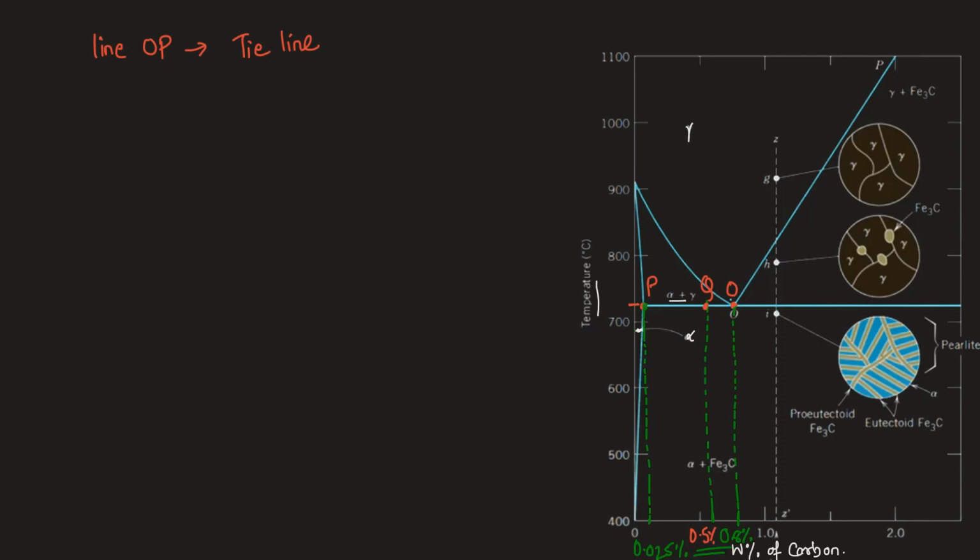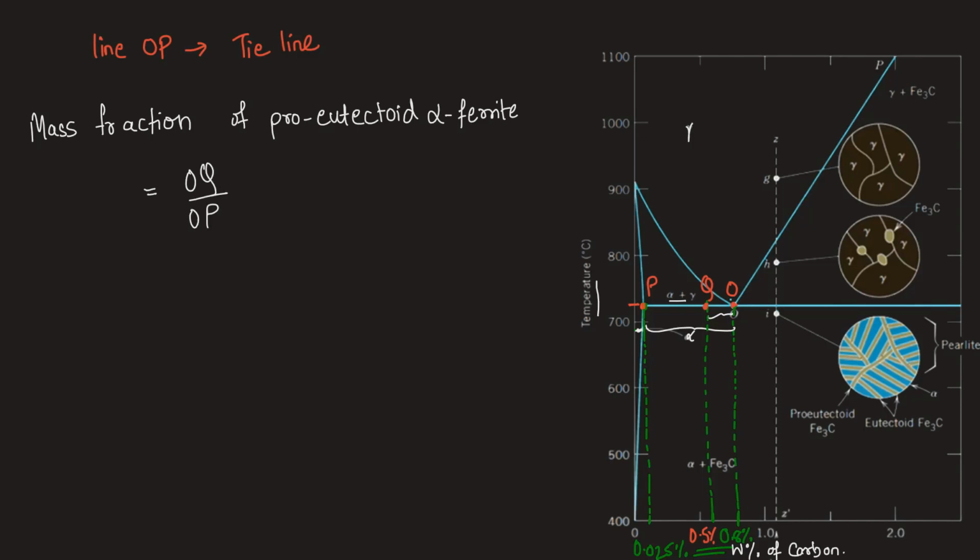Now to find out the mass fraction of pro-eutectoid alpha ferrite phase in the given steel, we'll apply the lever rule here. So mass fraction of pro-eutectoid alpha ferrite is nothing but this length OQ upon the length OP. To find OQ, we find the difference between 0.8 and 0.5. So 0.8 minus 0.5 upon, to find OP, we'll find the difference between 0.8 and 0.025. So 0.8 minus 0.025. This gives us the answer as 0.387.